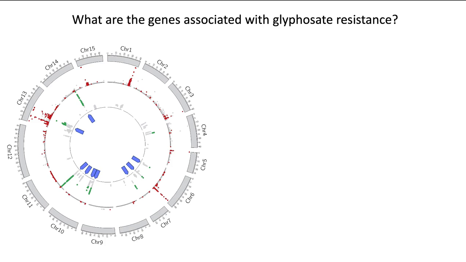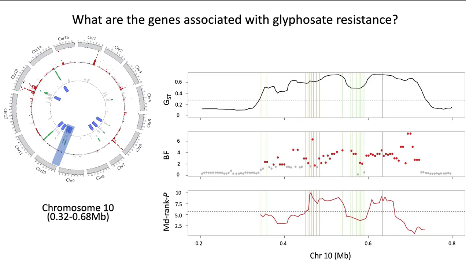Now, looking more closely into what genes are present within each of these selected regions. The first region I'll talk about is this region on chromosome 10. This is a highly differentiated region between the resistant and the susceptible population and was under selection for glyphosate resistance using both Bayes factor and mid-rank P. There are also multiple interesting genes that are present within this region.